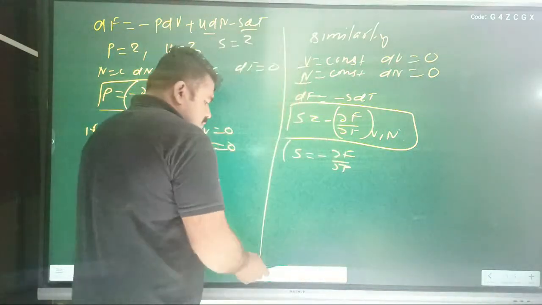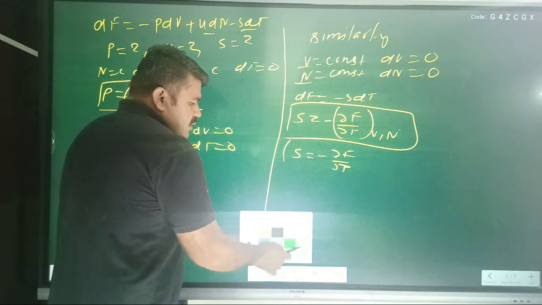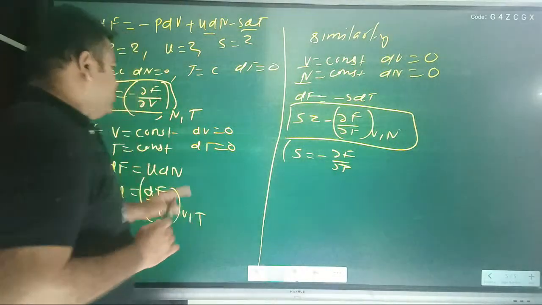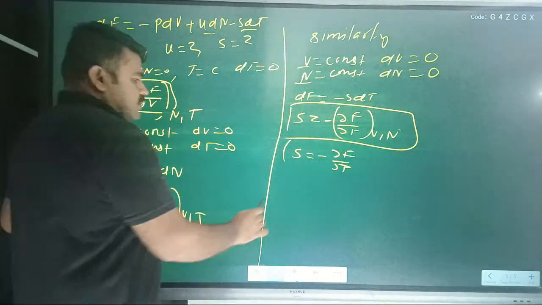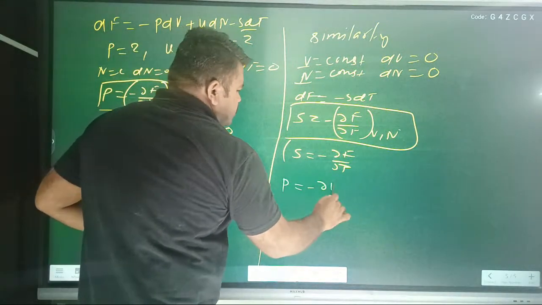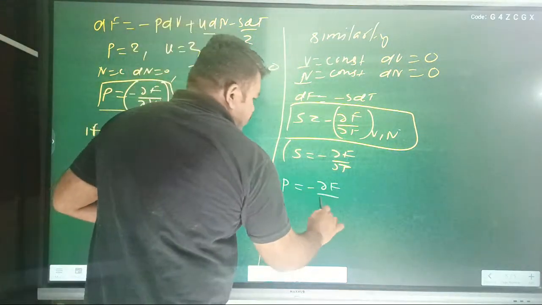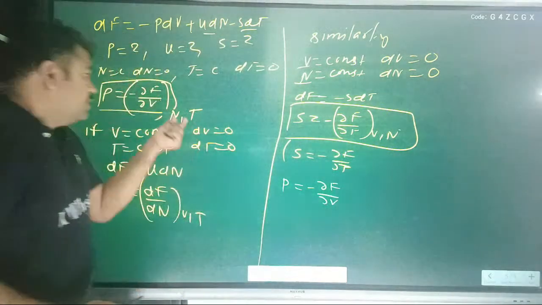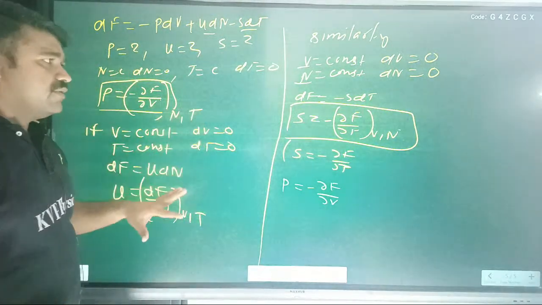What is the pressure formula? What is the summary of this one? Summary of this one is pressure formula. Pressure is equal to minus ∂W upon ∂V. At which condition? Number of particles and temperature is constant. Okay, first one is over.